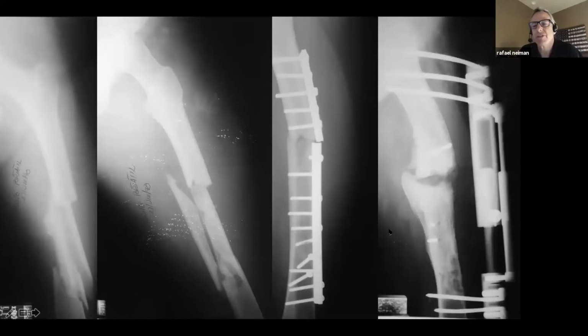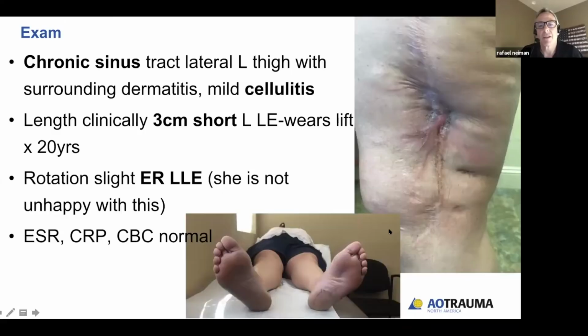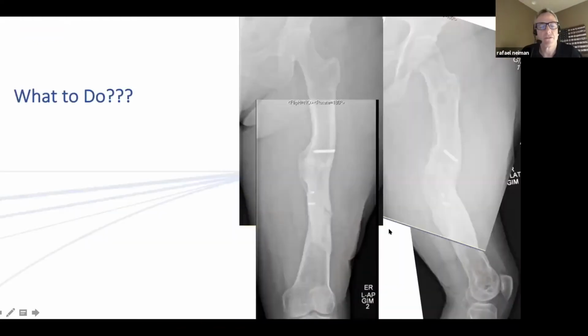These were her injury films, some intermediate films of failure along the way. She has a chronic draining sinus, some cellulitis. She's short, externally rotated, but surprisingly her labs are normal. So what are you going to do with this? Primarily sagittal plane deformity with chronic osteomyelitis.